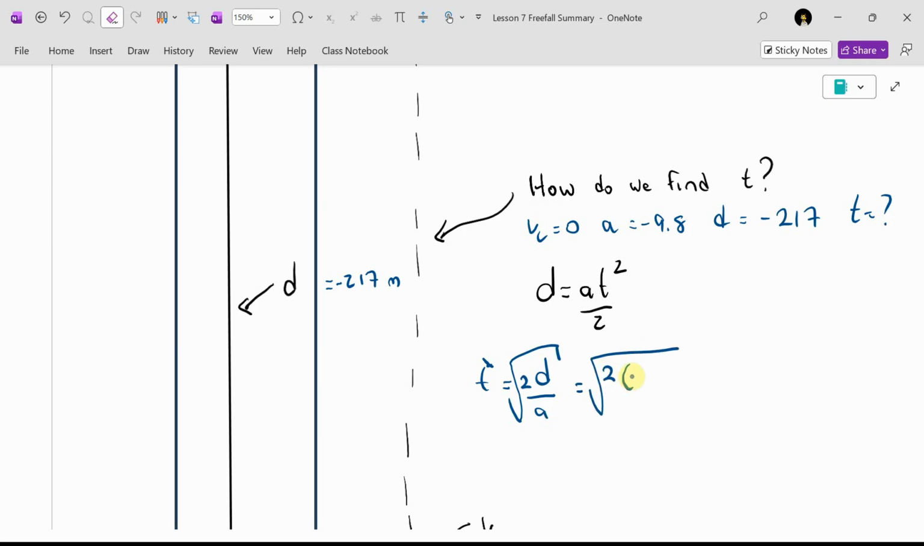It's going to be 2 times negative 217 divided by negative 9.8. What do you get? I have no idea. What'd you get? That can't be right. There's no way it took 44 seconds to fall. That's a long time. So I like that you were looking at your calculator skeptically. That's good. I've tried to give you some gut instincts of what values I should get.